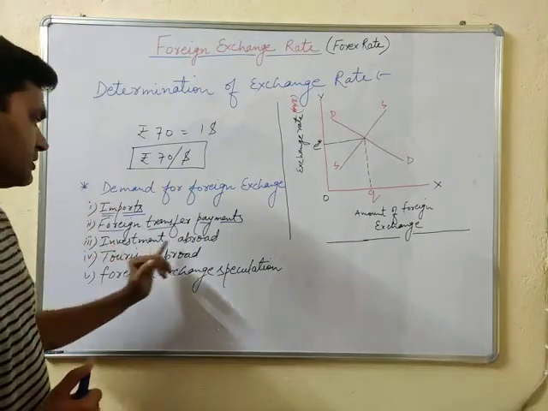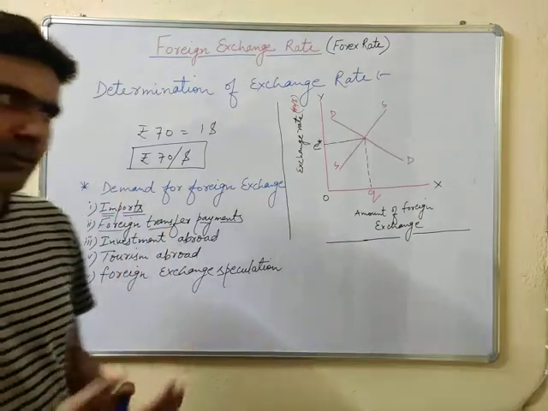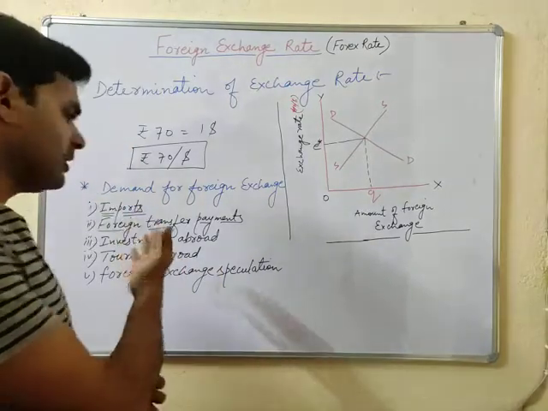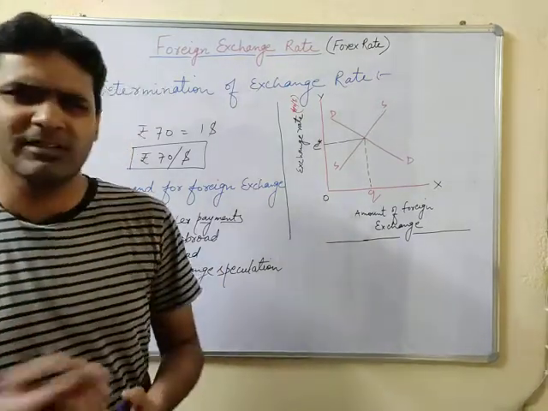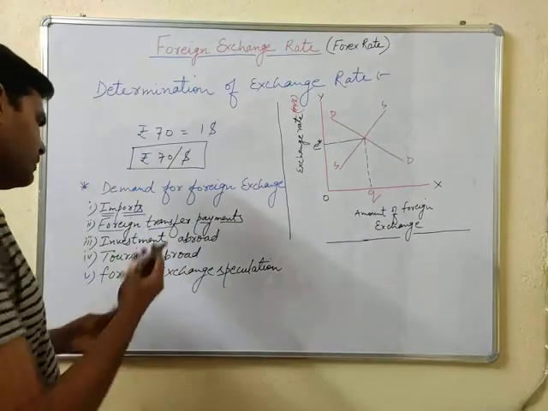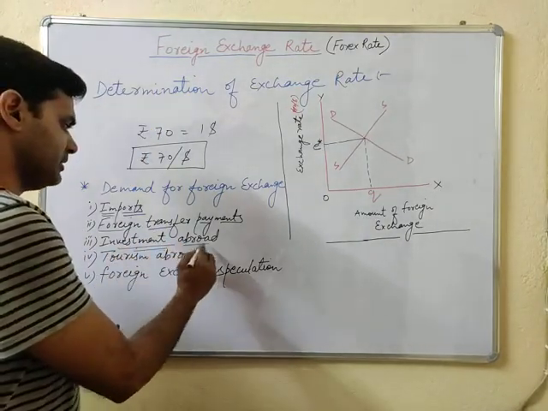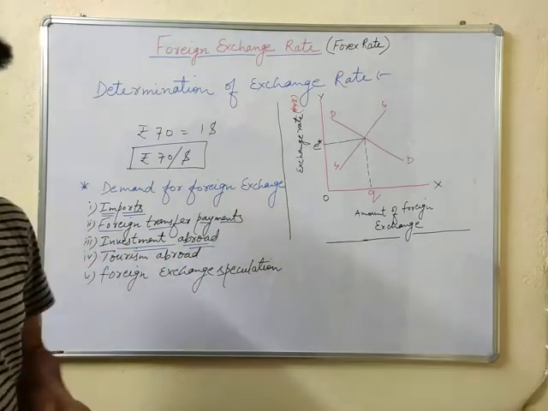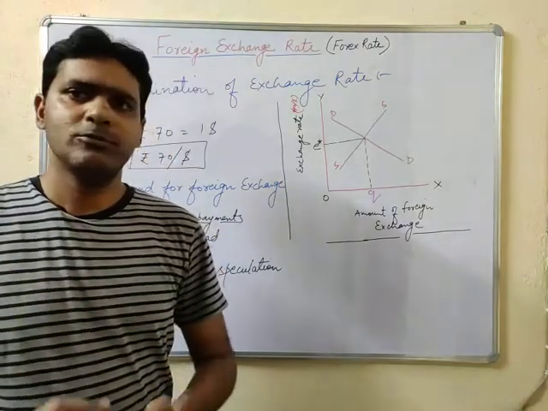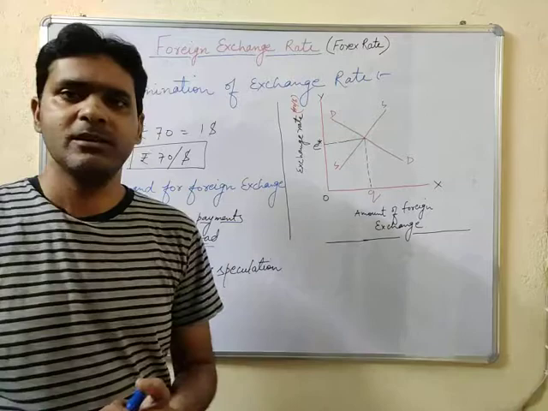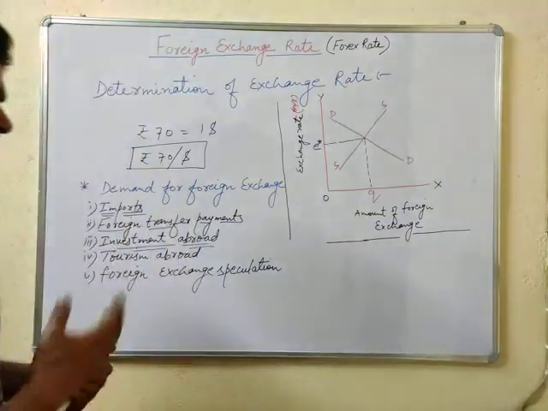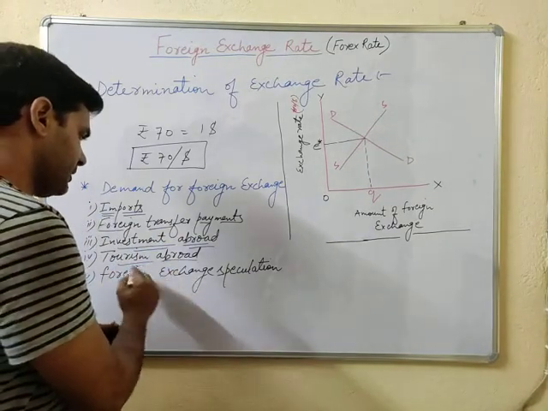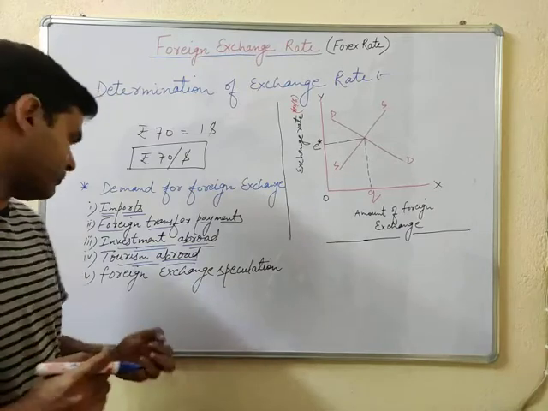So the third one is investment abroad. If we are purchasing assets over there, or we are investing in shares, bonds, etc., then we require this foreign exchange. So investment abroad is yet another important part. The fourth one is tourism abroad. If somebody wants to go abroad to see scenic beauty or for sightseeing, he or she must be accompanied with foreign exchange or forex, as this is the medium of payment over there.